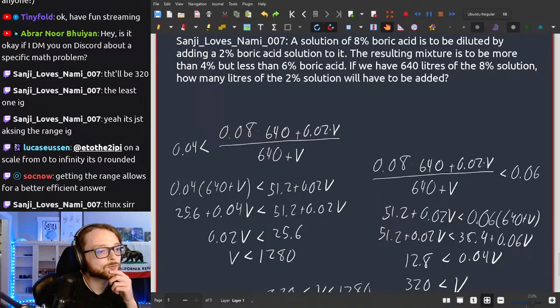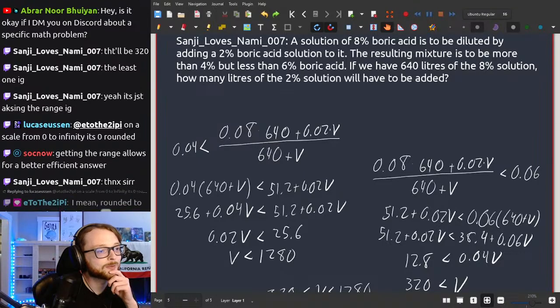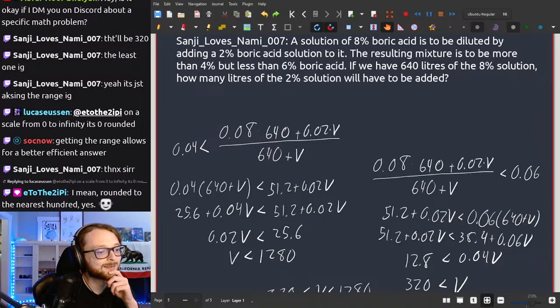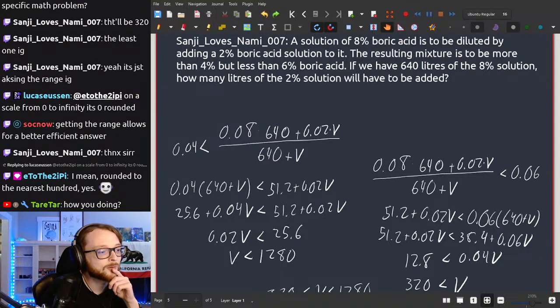Many of the weird analysis functions are hard to define. A non-measurable function. Hey, Tartar, I'm doing well. How about you?